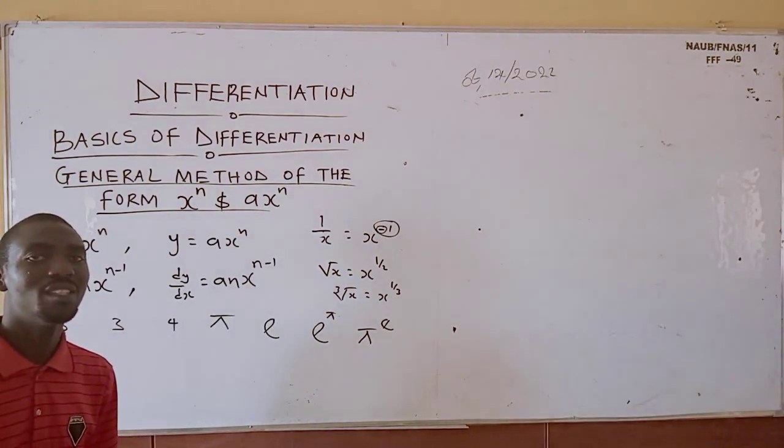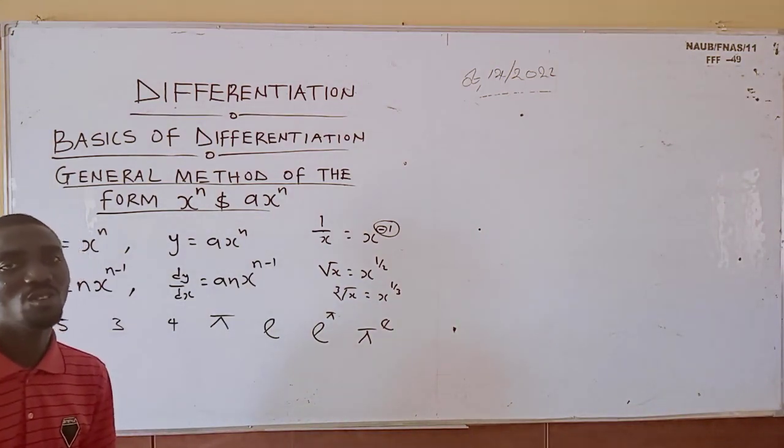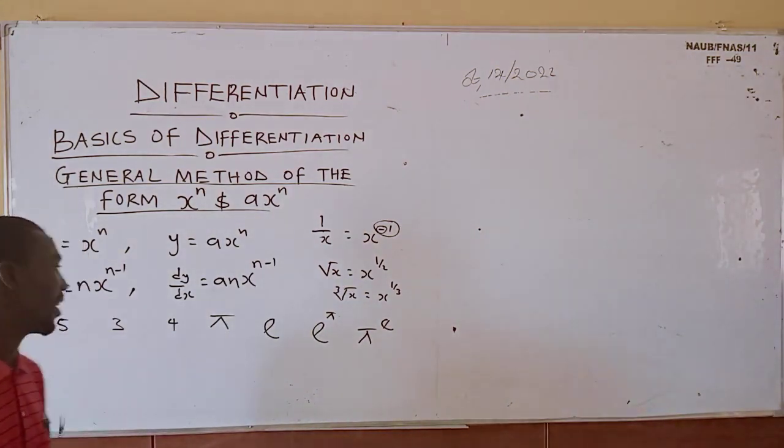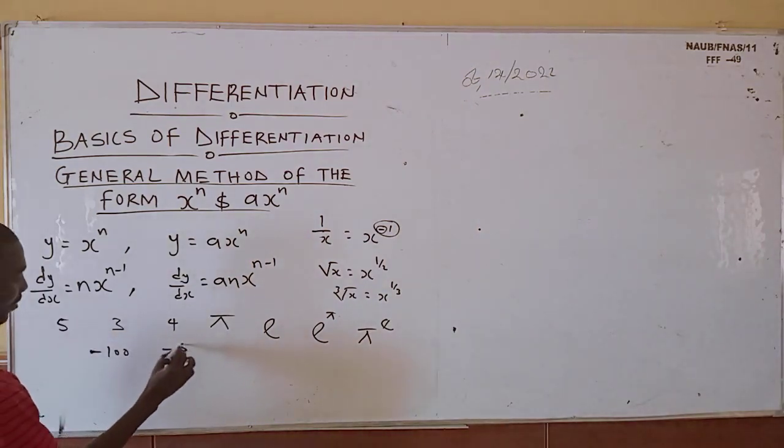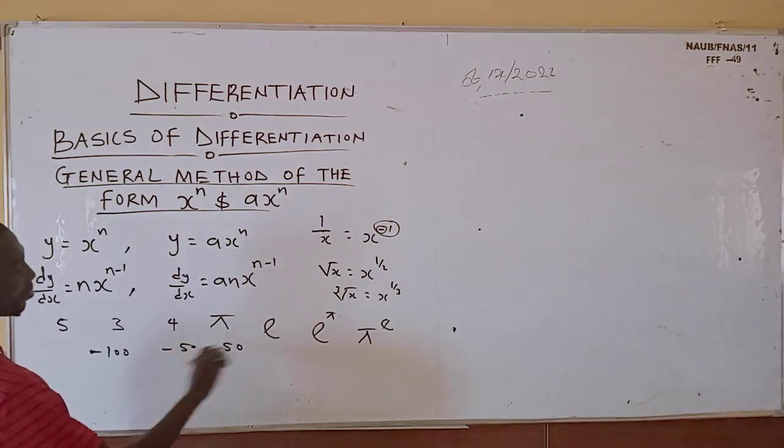And the derivative of any constant is equal to what? 0. You get that? So the derivative of this is equal to what? 0. The derivative of this is equal to what? 0. The derivative of this is equal to what? 0. Do you get that? Once you have all these, they are all equal to 0. If you like it is minus 100, if you like it is minus 50, or 50, any number like this.